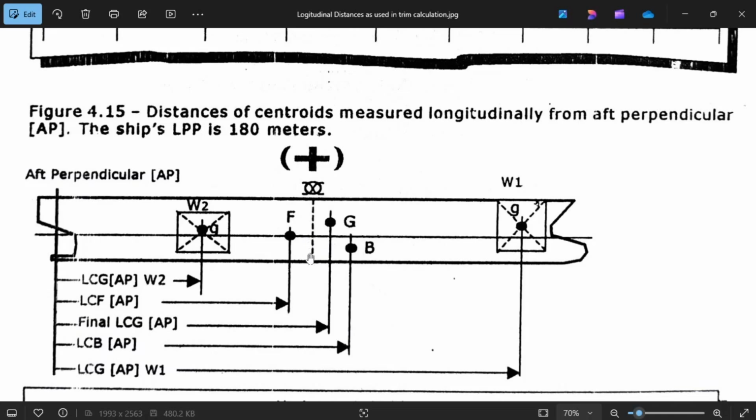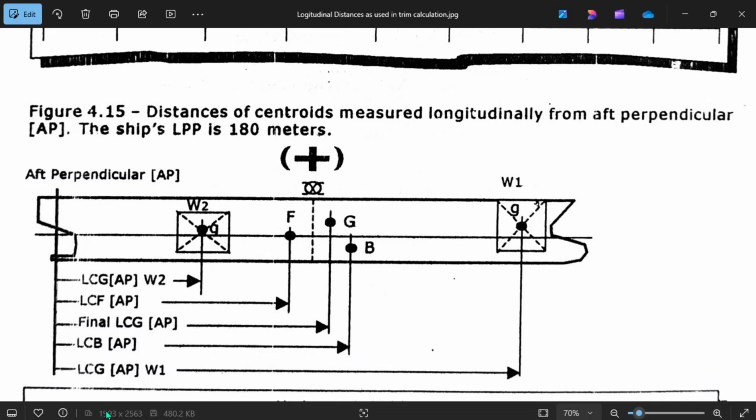See, look here. This is already the forward part of your midship, but it's positive because the measurement is from your aft perpendicular going forward, passing the midship, and to this point. So that will be your final LCG from the aft perpendicular, and LCB from the aft perpendicular. So measured forward from the aft perpendicular, passing this midship, this will be your center of buoyancy. That will be your LCB from the aft perpendicular.